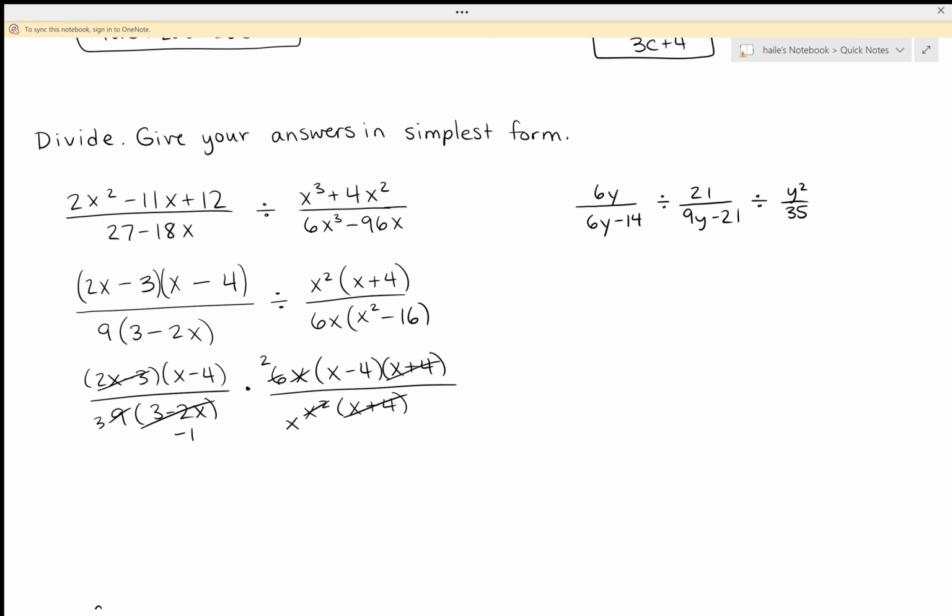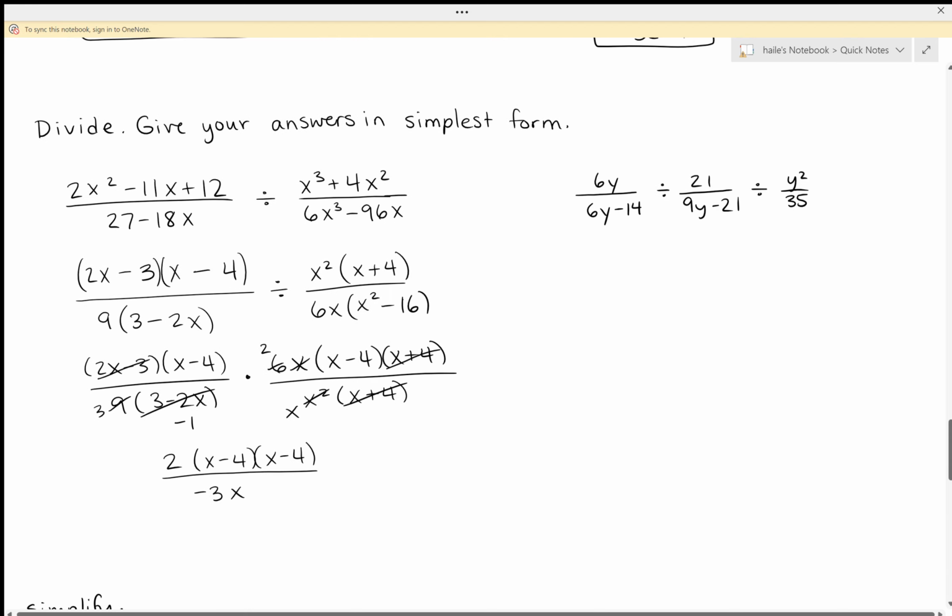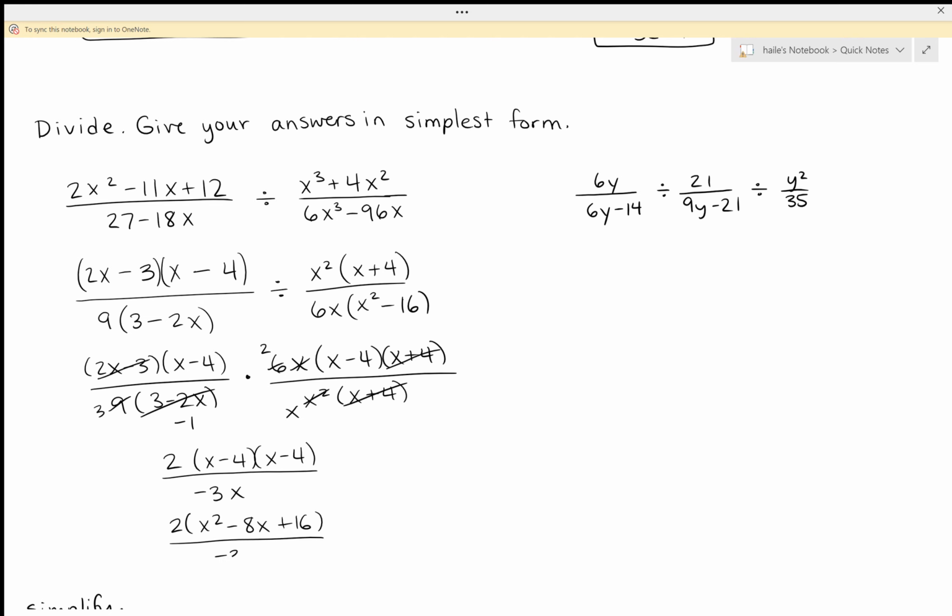So let's write down what I have left. So I have 2 times x minus 4 times x minus 4 on the top, and on the bottom I have negative 3x. So the very last step is just to FOIL out the x minus 4's. So I have 2 times x squared minus 8x plus 16 all over negative 3x, which then distributing the 2 gives me 2x squared minus 16x plus 32 all over negative 3x. Okay, so that's the fully simplified form for that one.